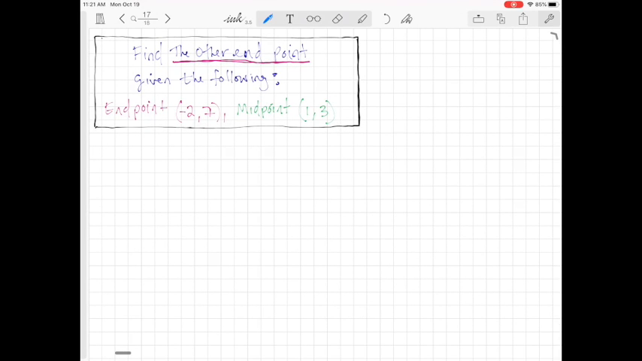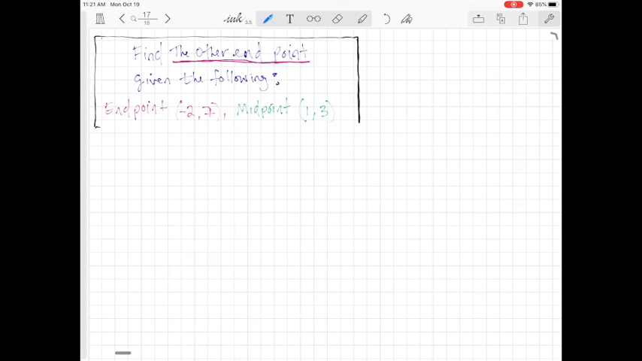All right, so we have this problem, and we need to find the other endpoint given the following. We know one of the endpoints, and we know the midpoint. So what we're going to do first is label the points.